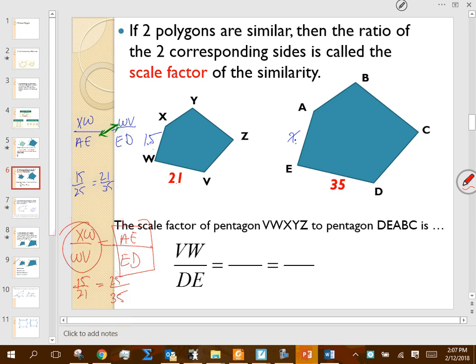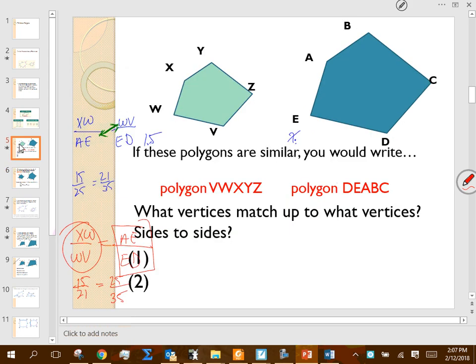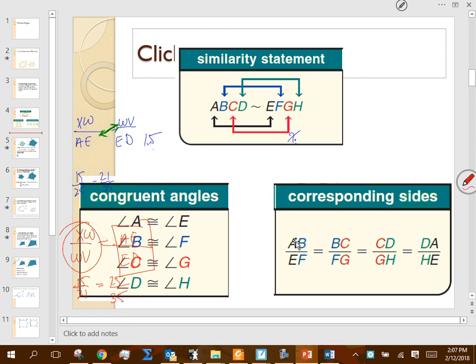So that's why, and I will always do this, when we set up these proportions, I will always let my numerators be from one figure and let my denominators all be from the other one, because then that's always going to develop a scale factor from one shape to the next.